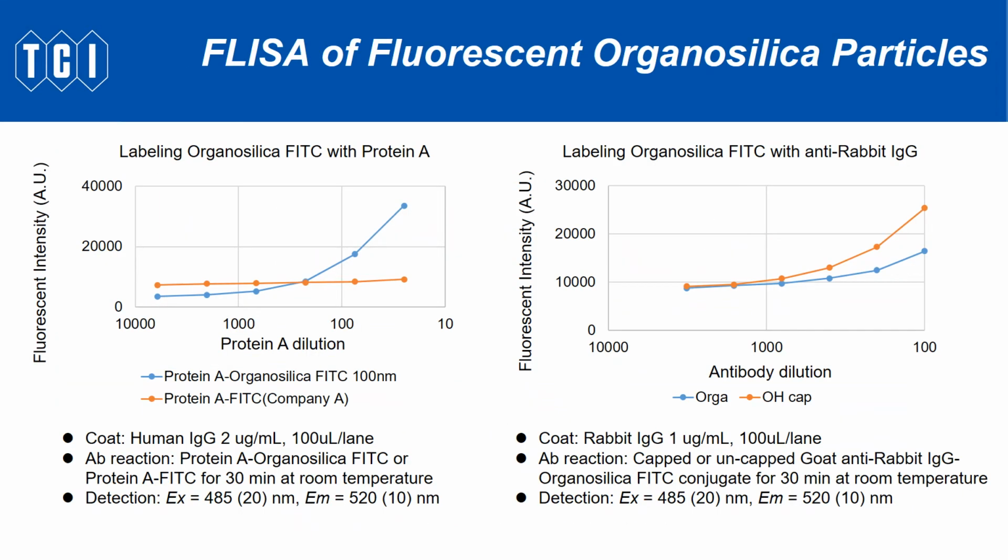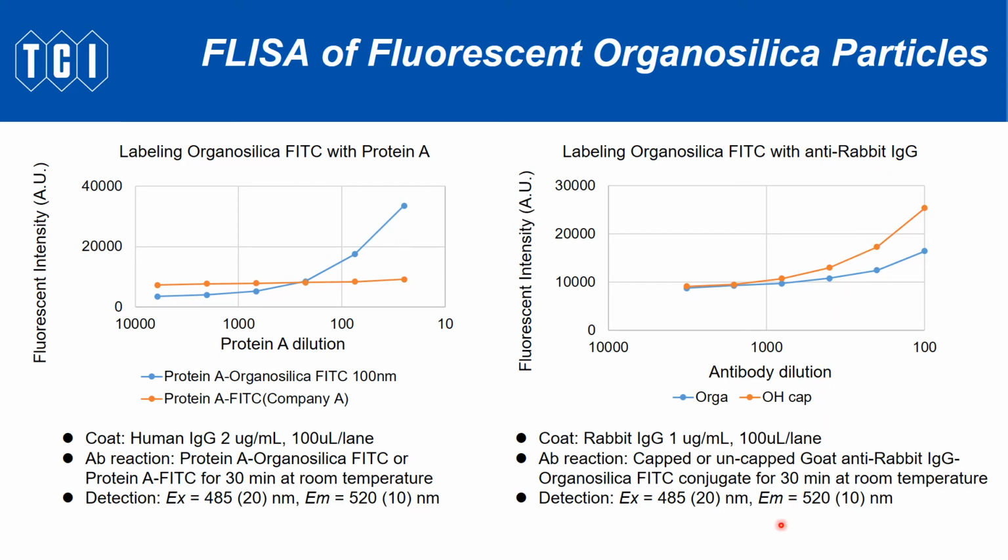These are examples of applications of organosilica particles. The left figure is a fluorescence-linked immunosorbent assay, ELISA, of labeling organosilica FITC with protein A. These are the conditions of this ELISA. According to this ELISA, organosilica FITC conjugate protein A is superior to the FITC conjugate protein A in the fluorescence intensity. The right figure is ELISA of labeling organosilica FITC with anti-rabbit IgG.